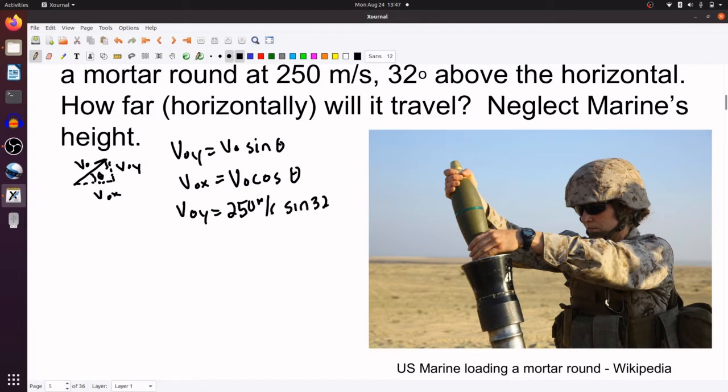Sine of 32. Make sure you're in degrees. And that gives me 132. I'm just going to say 132. Oh, let's do 132.5. V naught x is then going to be 250 cosine of 32. And that gets me 212.